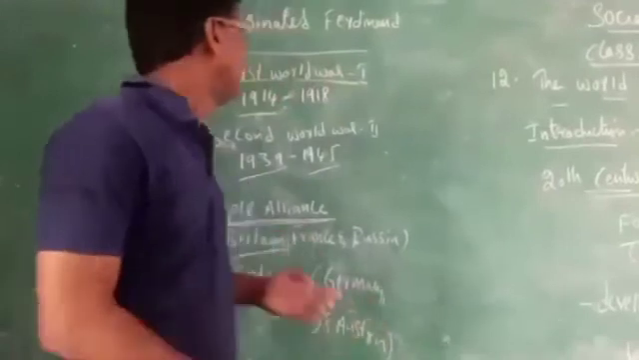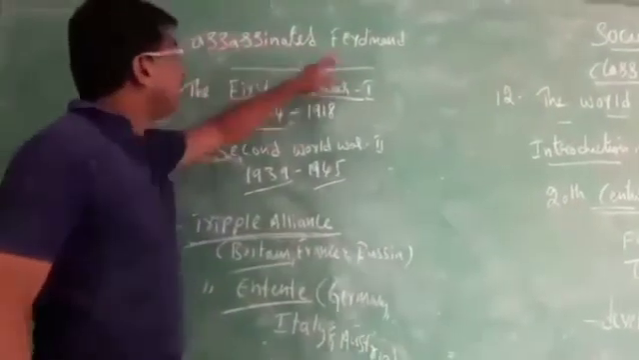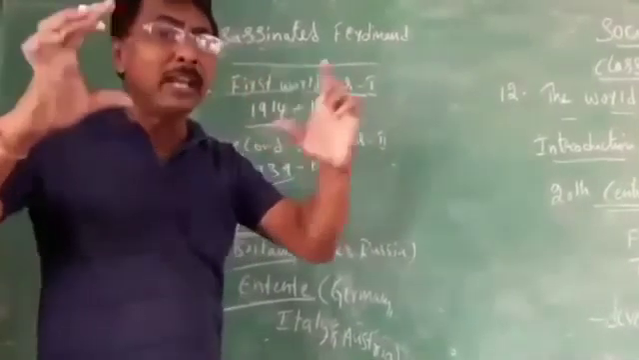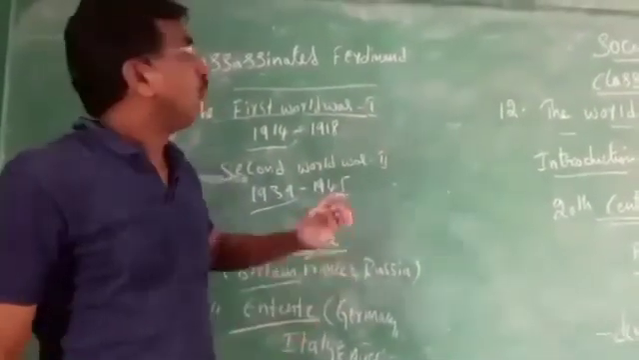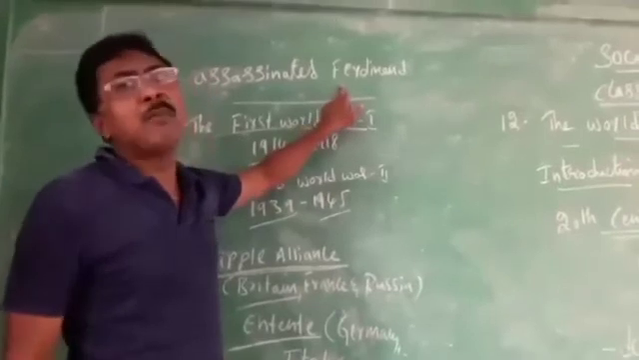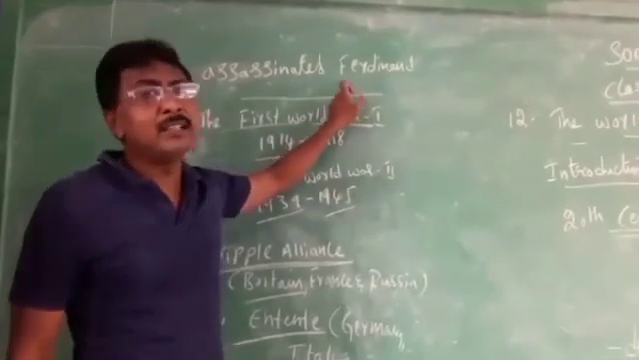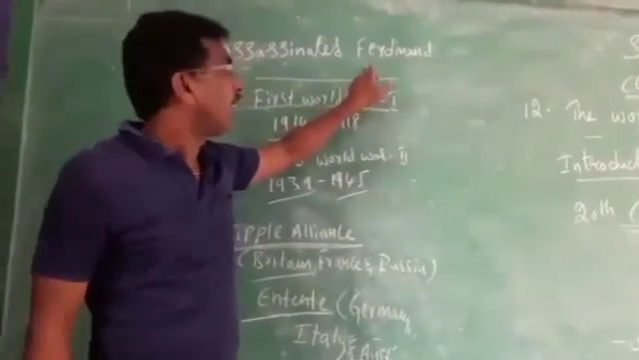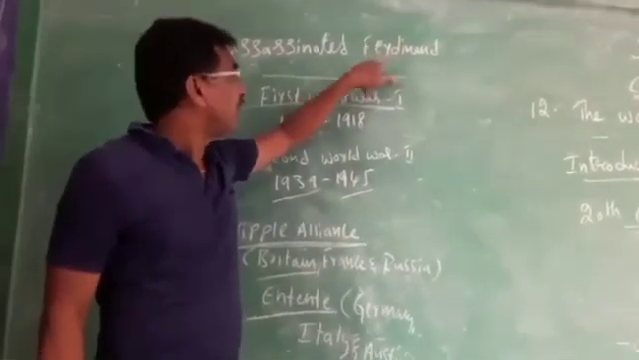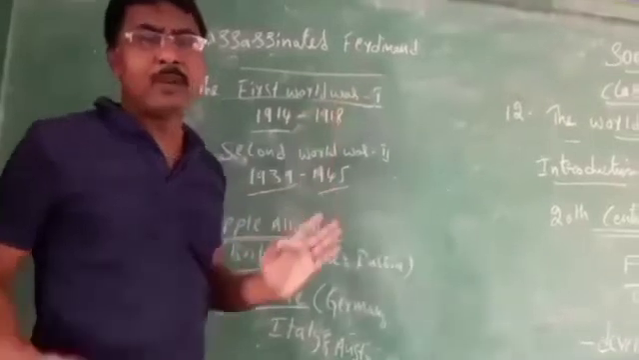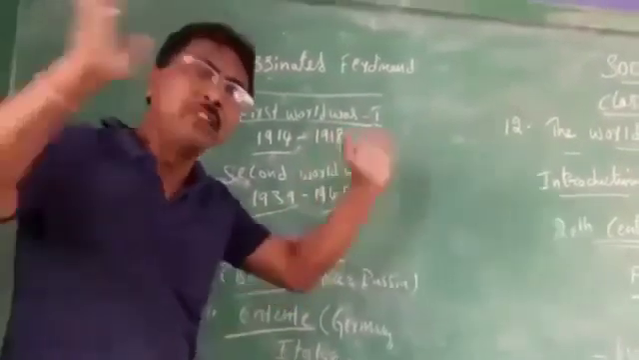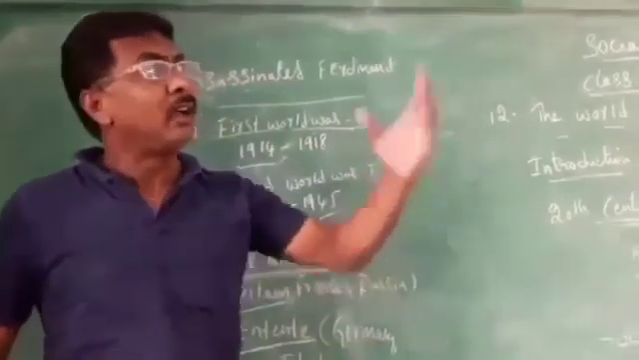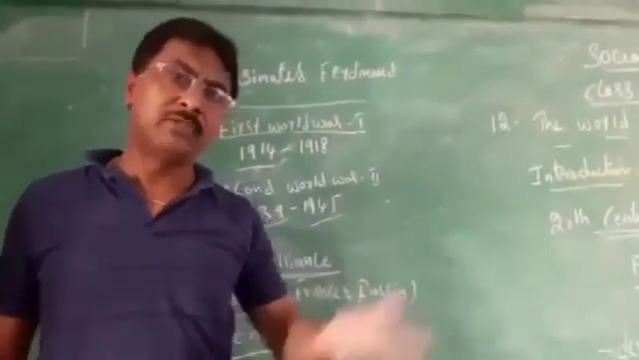I will tell you now. You see, Ferdinand is from Austria. Ferdinand is a king from Austria, and his wife is Sophia. What happened? They got a victory in the war, and they went to take the throne of Serbia.